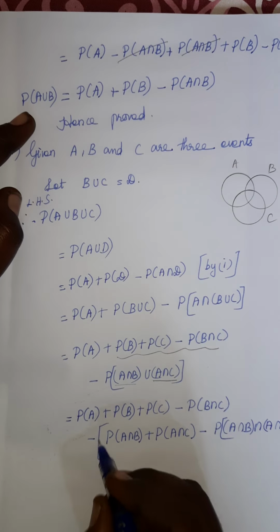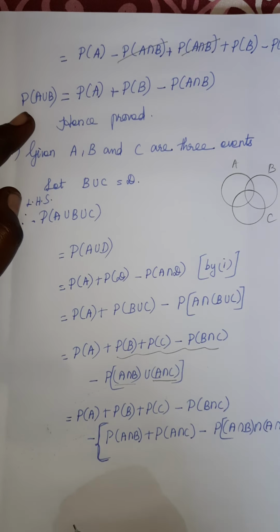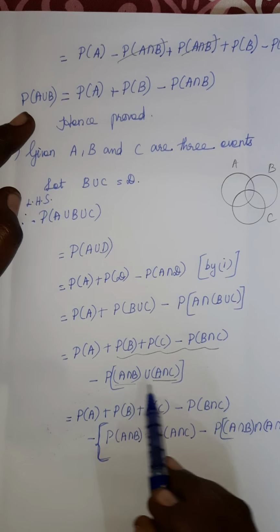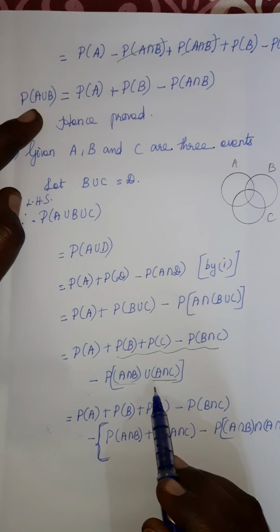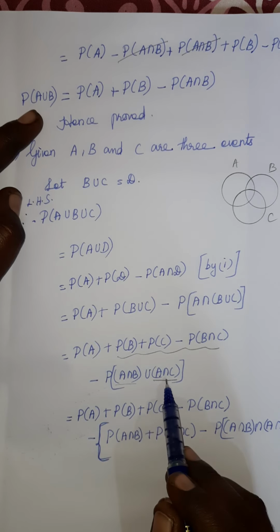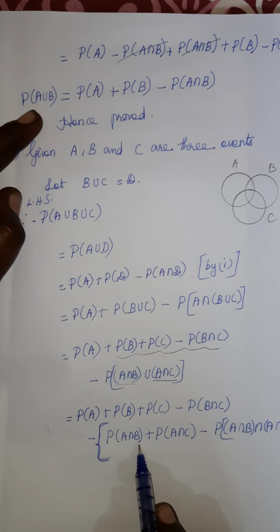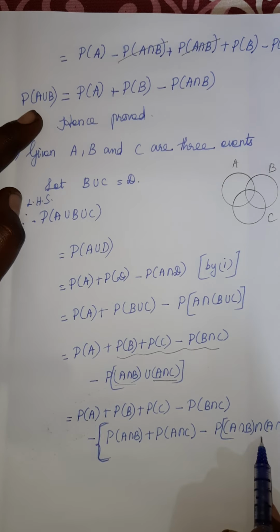Okay, so here we can put the flower bracket. Are you clear? Now we applied this A intersection B as a set and A intersection C as another set. So using the first part, first the probability of the first set plus the probability of the second set minus the probability of the intersection. So probability of first set plus probability of second set minus probability of intersection.